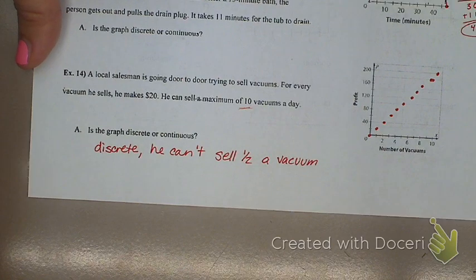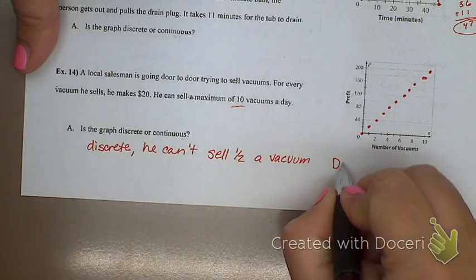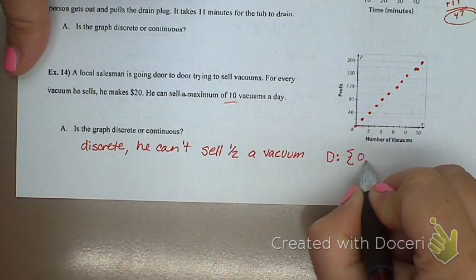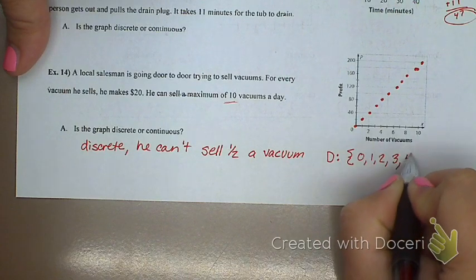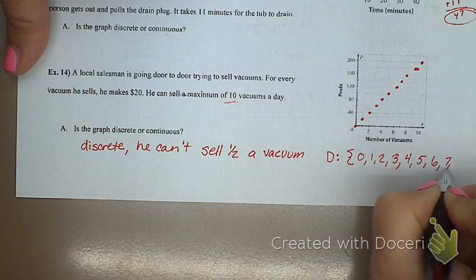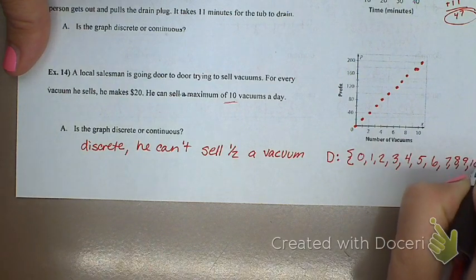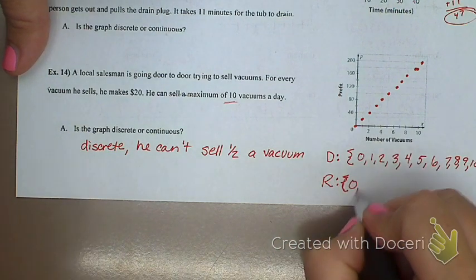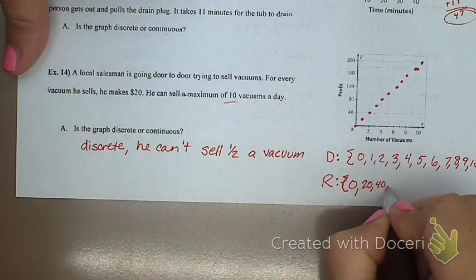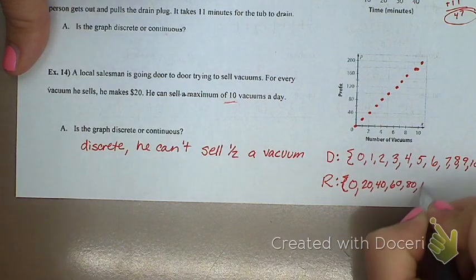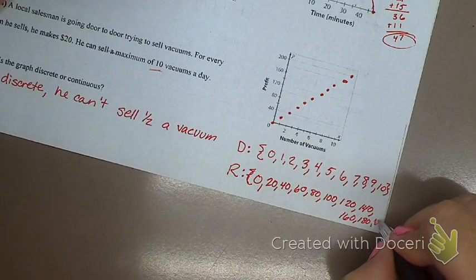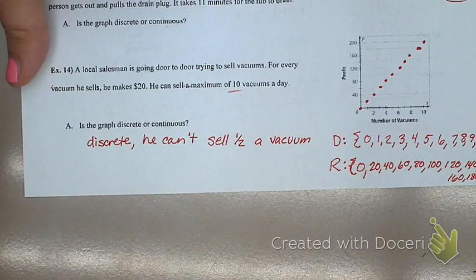What is the domain for this graph? Kind of a pain to write, isn't it? What is the range for this graph? 0, 20, 40, 60, 80, 100, 120, 140, 160, 180, and I'm really running out of room, 200, and close your squiggly.